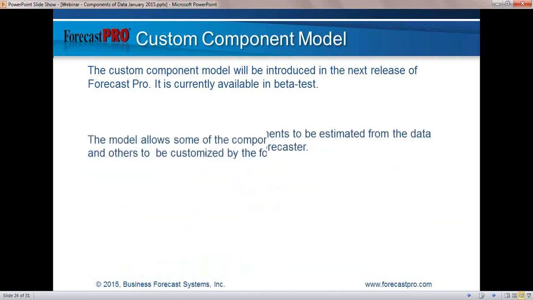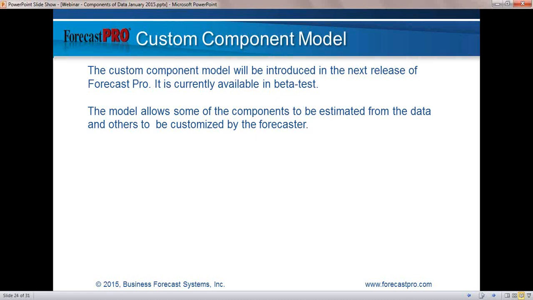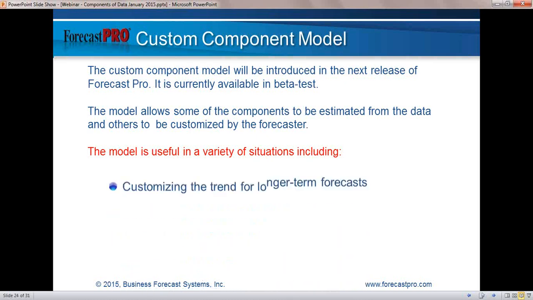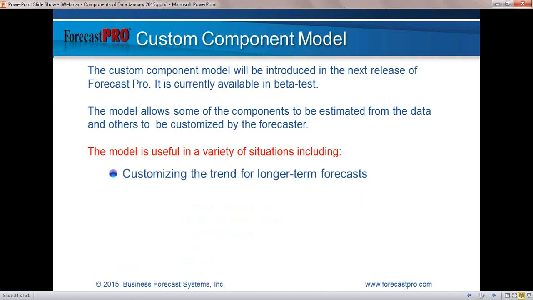The model allows for some of the components to be estimated from the data and for other ones to be customized by the forecaster. Okay, we'll see an example of this in a minute. The model can be useful in a lot of different situations, and we have beta testers starting to use it now for a lot of different things. One is the example we had on the screen just a minute ago, which is customizing the trend for a longer-term forecast. So I'll show you that one in a second. But often for longer-term forecasts, the simple extrapolation of the current trend is not going to be realistic.